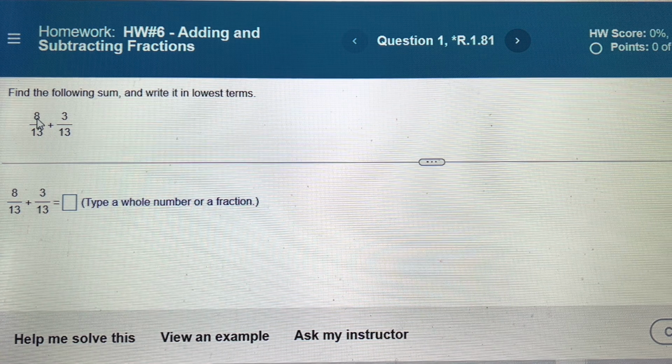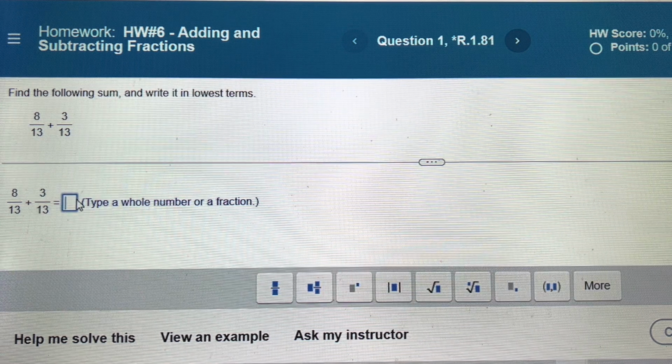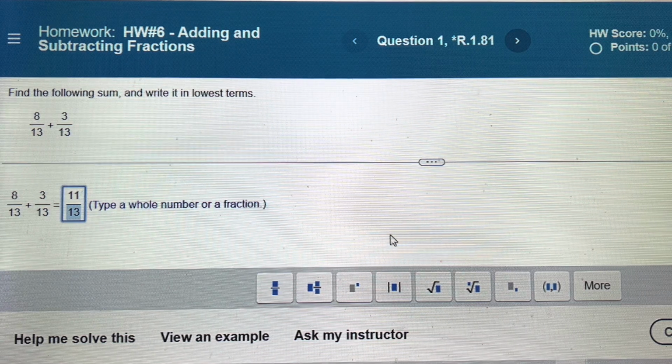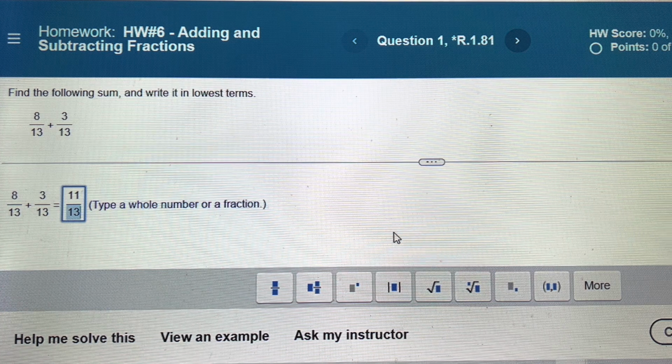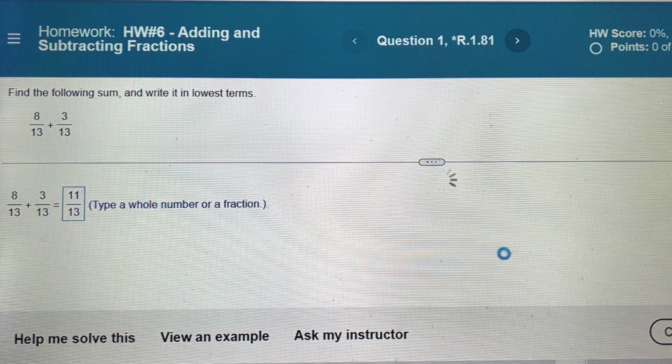And then you only do the top. I only do 8 plus 3, 11, and then it's automatically over 13. So the common denominator stays the same when you're adding or subtracting. You must have a common denominator, and then it stays the same. So 11 over 13, this is type a whole number or a fraction. We do have a fraction, so there it is.